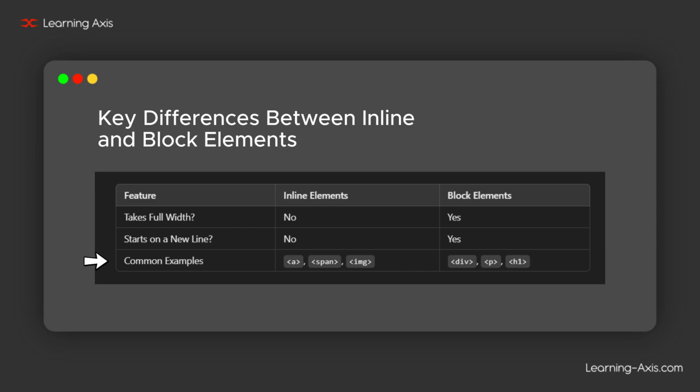Lastly, you'll frequently see tags like span, a, and image used as inline elements for small pieces of content. Block elements, like div, p, and h1, are more appropriate for organizing larger sections.